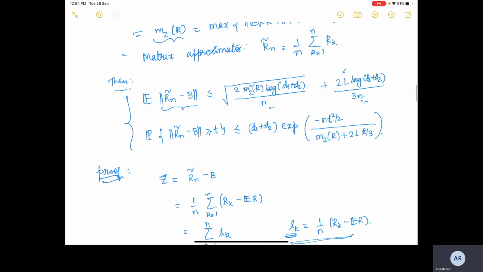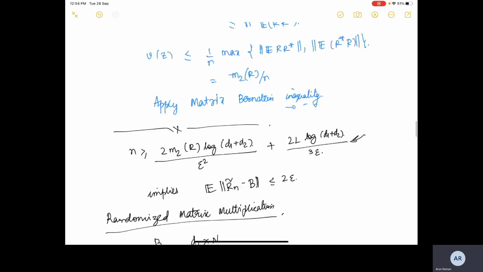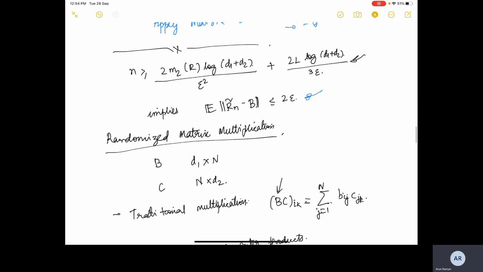And again, even in the case of matrix multiplication, because this is an important consideration, how many samples do we need if the error tolerance is epsilon? The same result will be valid for the matrix multiplication case as well. We just have to substitute the value of M2 of R and L. If we want to improve the error by epsilon, then the sampling will be proportional to epsilon square. So we need many more samples, in proportion to 1 upon epsilon square.